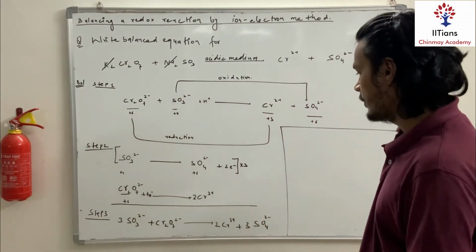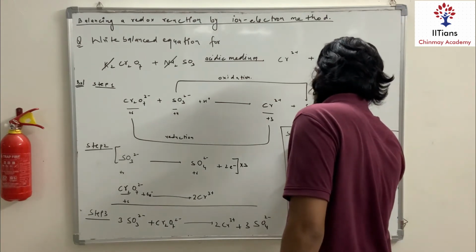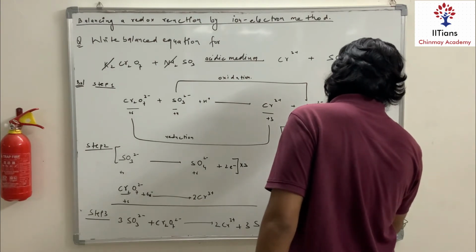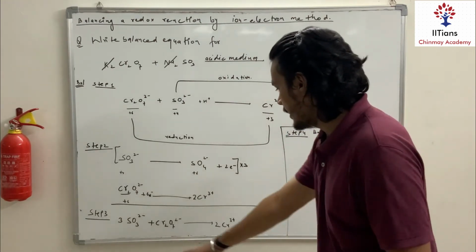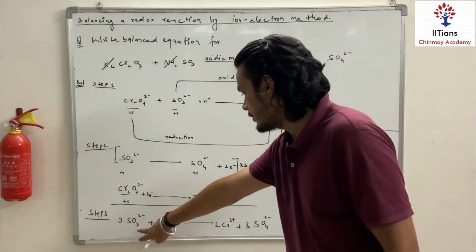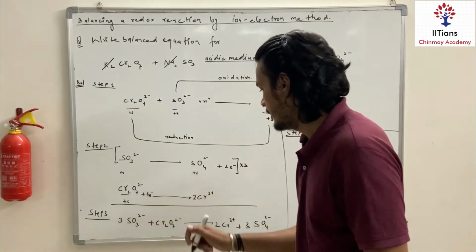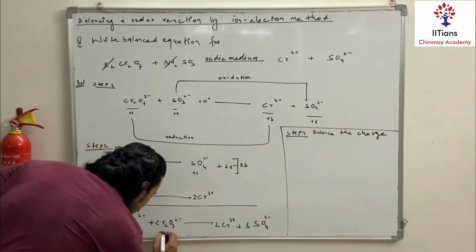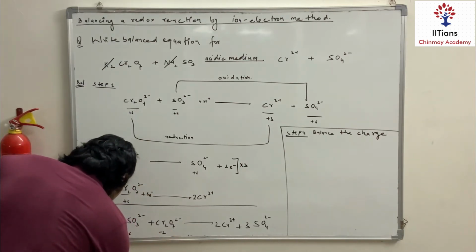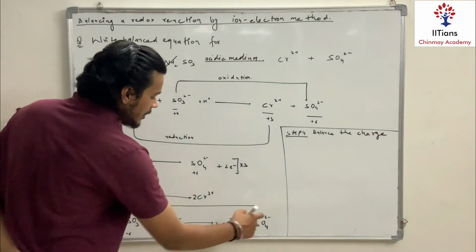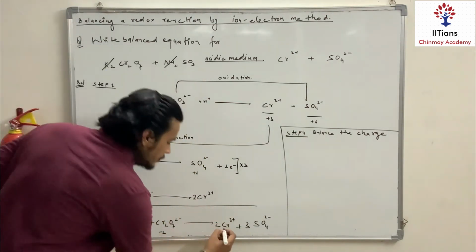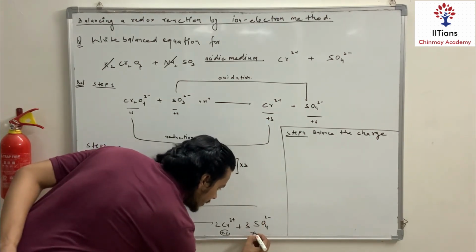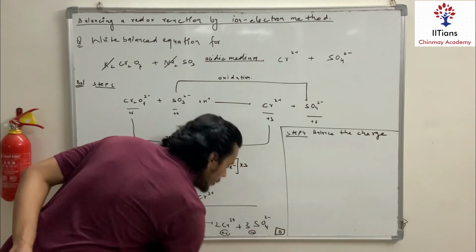Now in the next step we have to do charge balancing. If you look at the reactant side, each sulfite ion has minus 2 charge. There are 3 sulfite ions, so the net charge here is minus 6, and there's one dichromate ion with minus 2 charge, so the net charge is minus 8. On the product side, each chromium is plus 3. There are 2 chromium atoms, so this is plus 6, and this is minus 2 into 3, minus 6. So the net charge is 0.